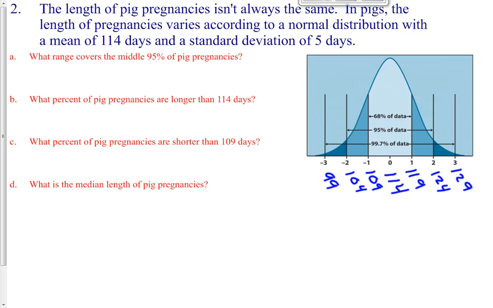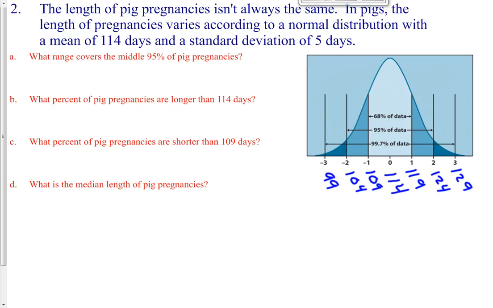Just like people, some people go early, some women go late. It's not ordinary though for a pig to have their piglet at around 99 days. That's really early. That's a premature pig. Same thing here at 129. That pig has been pregnant for way too many days. That's very abnormal. Okay, so that's kind of what we're looking at here with this normal data.